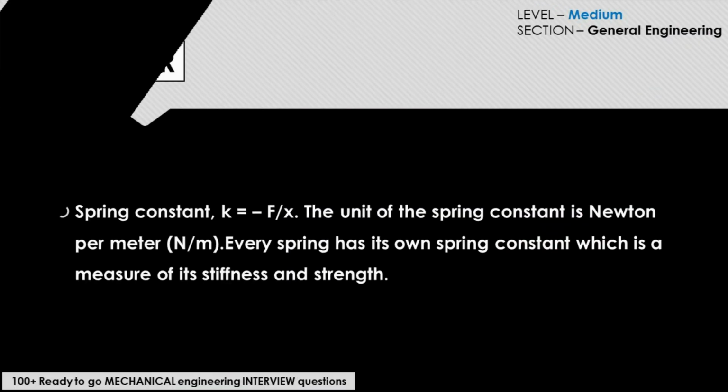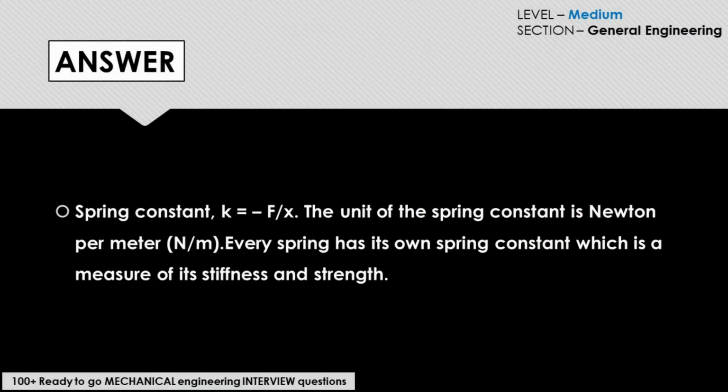The perfect answer for this question would be: spring constant, which is denoted by K, is given by minus F by X. Here F is the force and X is the displacement. The unit of the spring constant is Newton per meter. Every spring has its own spring constant, which is a measure of its stiffness and strength.